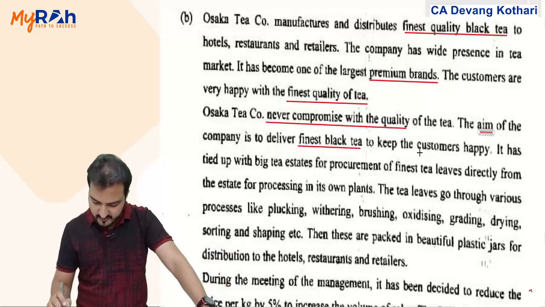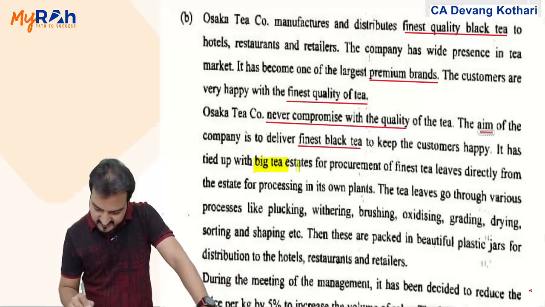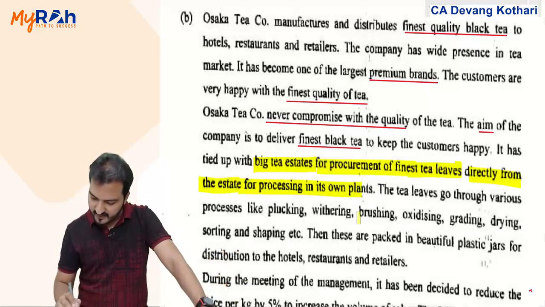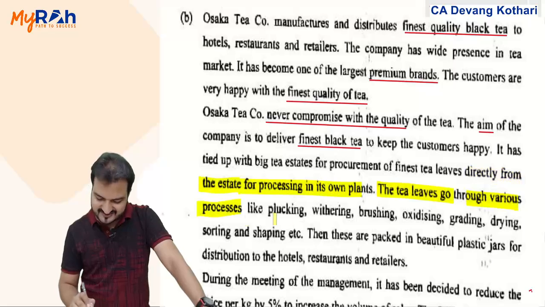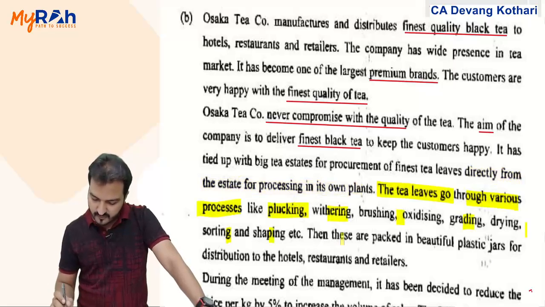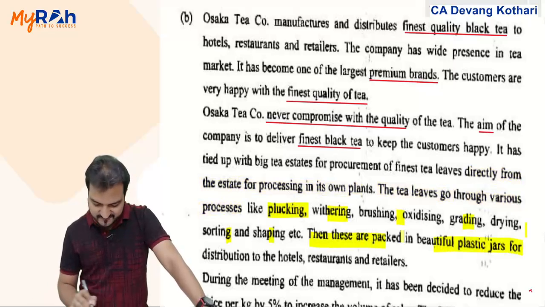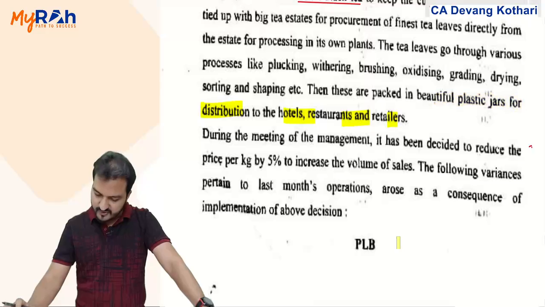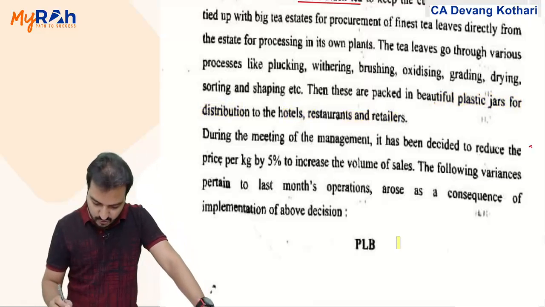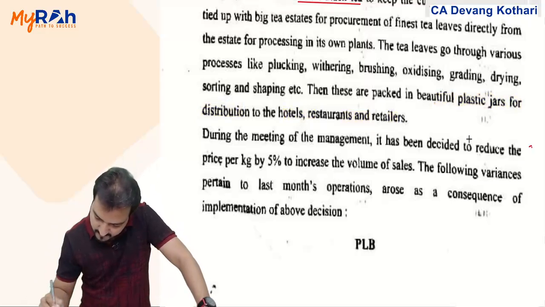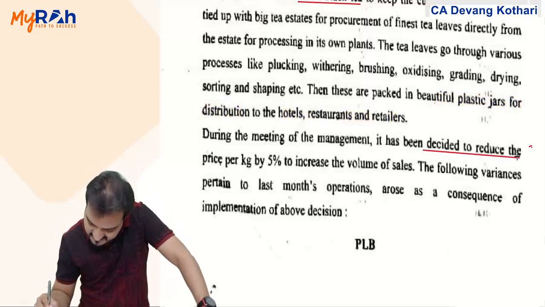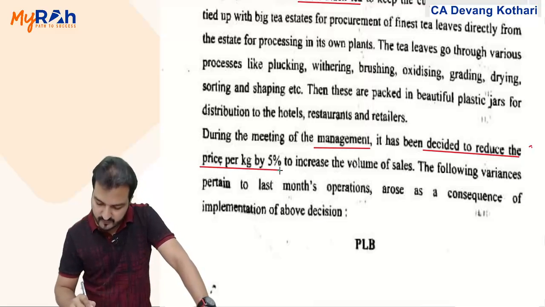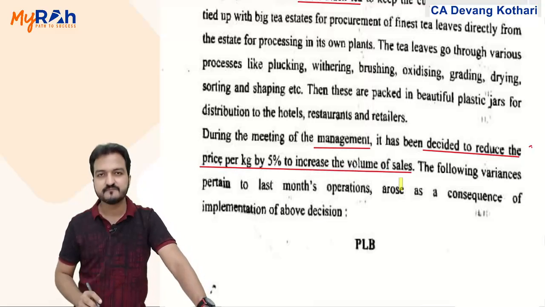It has tied up with big tea estates for procurement of finest tea leaves directly from the estate for processing in its own plant. The tea leaves go through various processes like plucking, withering, and so on. These are then packed in beautiful plastic jars for distribution to hotels, restaurants and retailers. During the meeting of management, it has been decided to reduce price per kg. The management decided to reduce price per kg by 5% to increase the volume of sales.